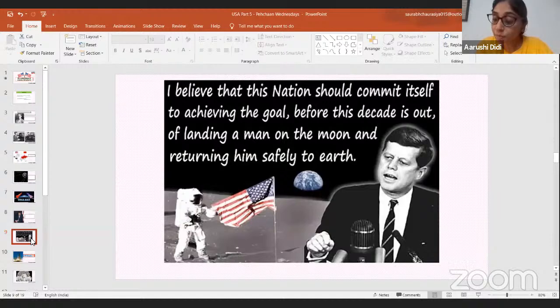The Russians had previously only sent satellites and a few animals like dogs, rats, rabbits to space, but no country had ever sent a human being to space or the moon, right? Nobody had, because it's very difficult. Even if you send a human being, it's very difficult to bring him back safely, because it's challenging.